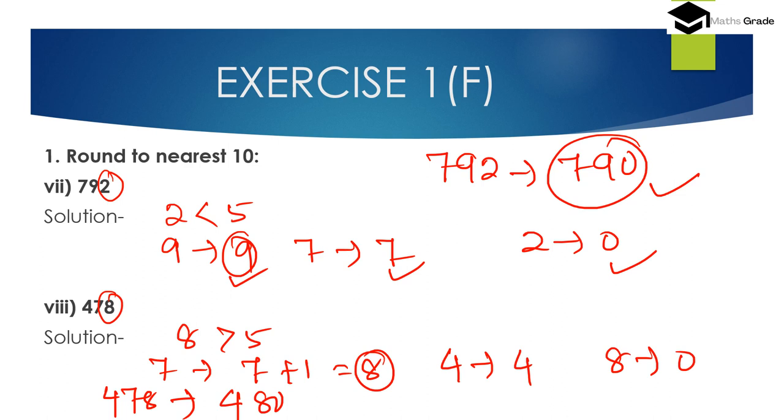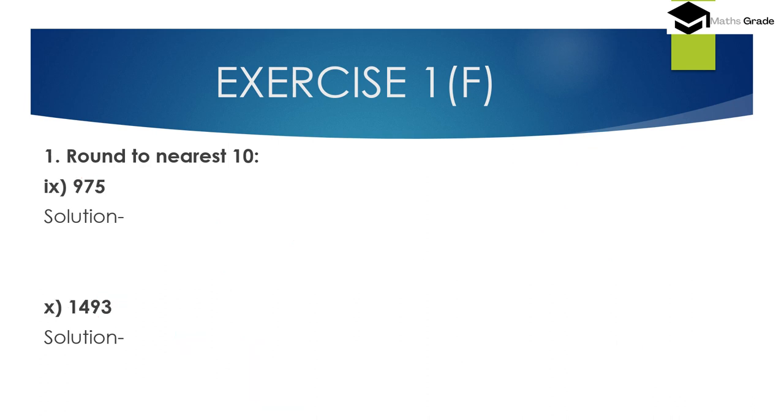This 8, this 8 and this 0. So 792 rounded to the nearest 10 is 790, and 478 rounded to the nearest 10 is 480.